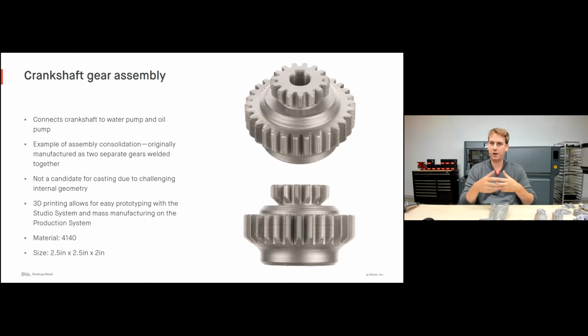Since they're working in low volume, they're prototyping those parts, and now when they want to go to mass production, they're looking to move to binder jetting and move to higher volumes. Another great example of just, even though it's just 2 to 1, it's still a huge cost savings and time savings by consolidating that assembly.